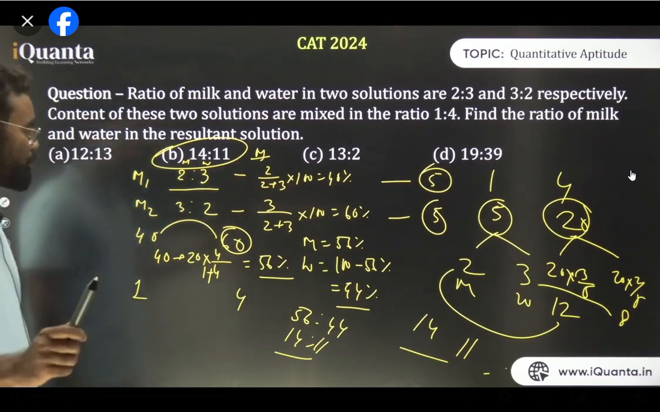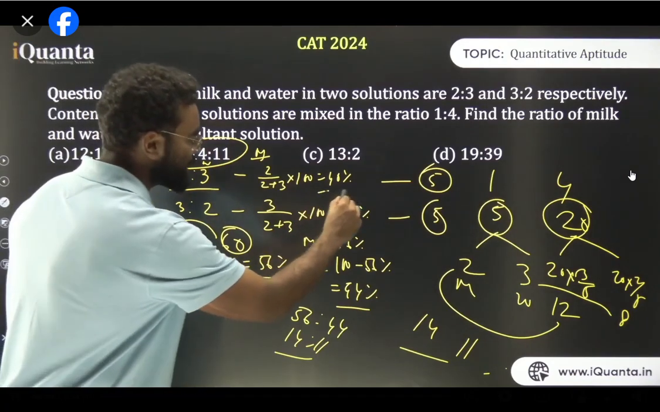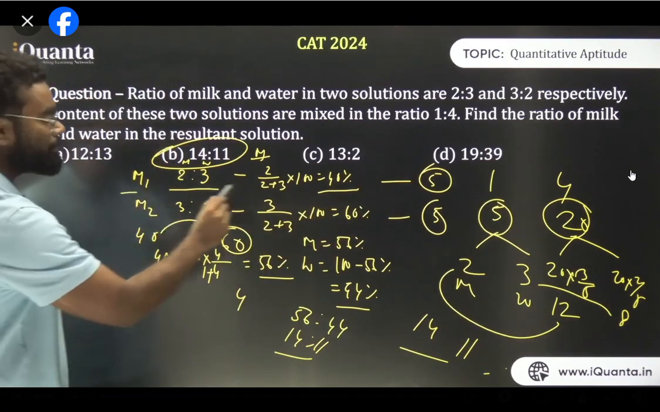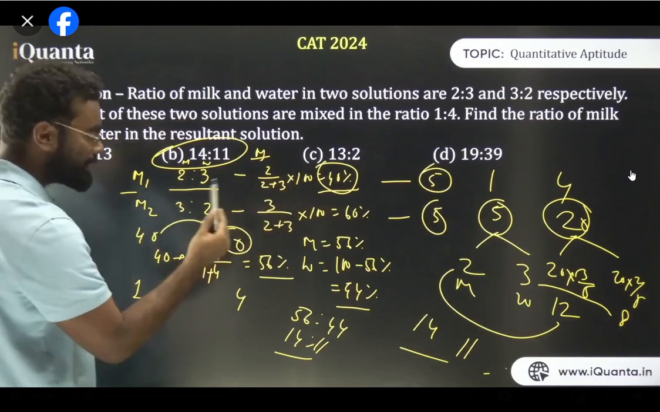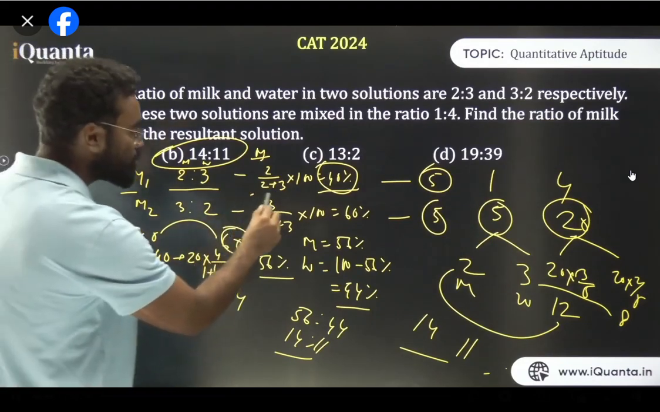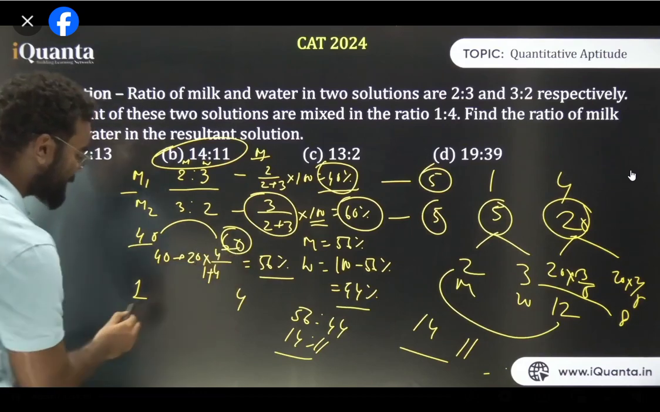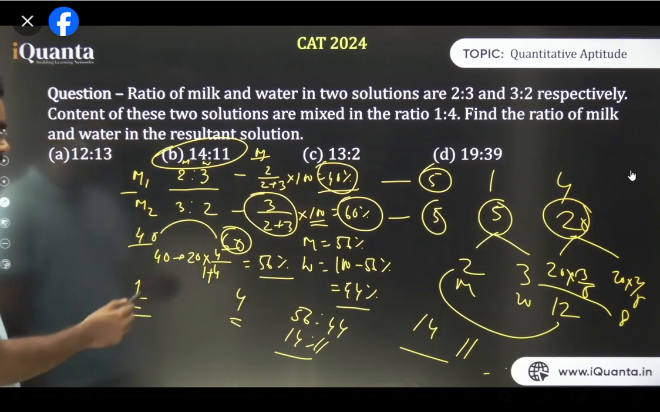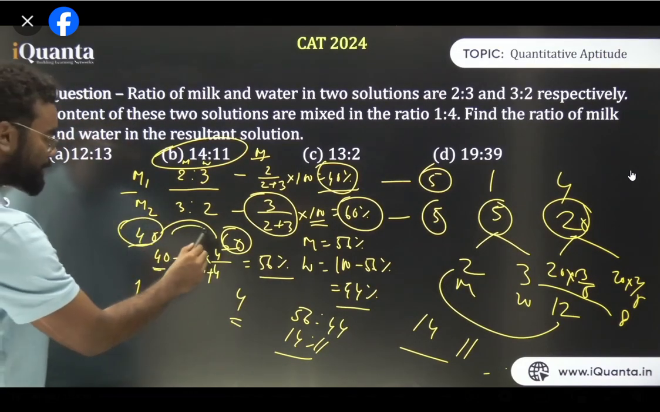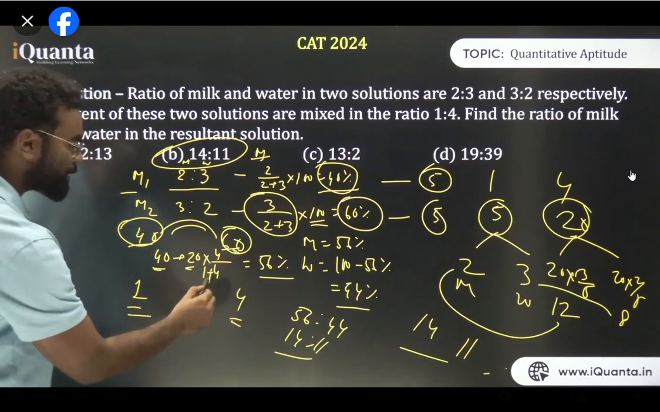Please summarize the first method. I'm giving you another summarization, like last time. In the first solution, the milk percentage is 40%, because 2 by 5 into 100. In the second solution, the milk percentage is 3 upon 5 into 100, which is 60%. And I know that this is 40 and this is 60, and the ratio is 1:4. So how I do the average: 40 is the smaller quantity, plus the difference 20, plus the dearer one's proportion, that is 4 upon 5, which is 56%.